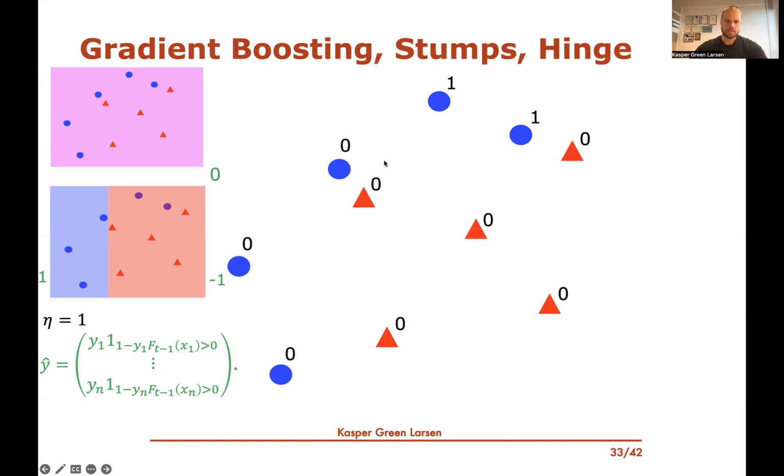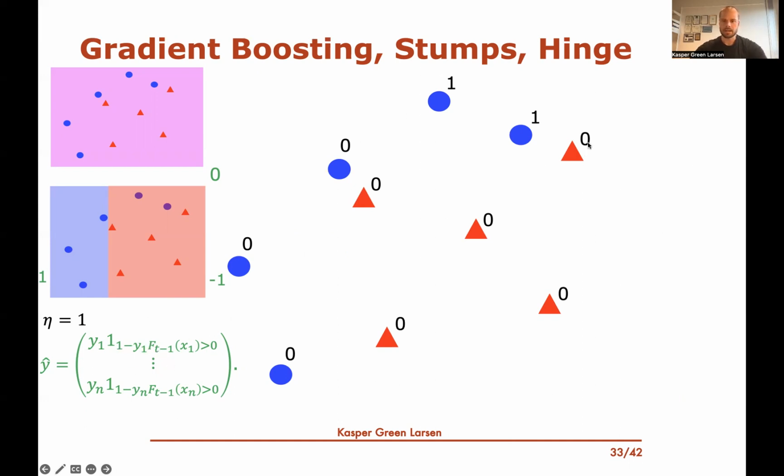Similarly, we can look at the red points over here. The current prediction is -1, and the true label is -1, which means this indicator becomes 1 minus -1 times -1, that is +1. So 1 minus 1 is again 0, and 0 is not greater than 0.